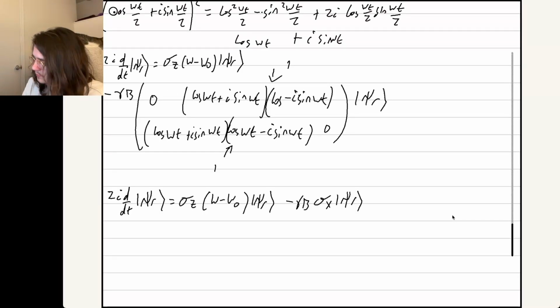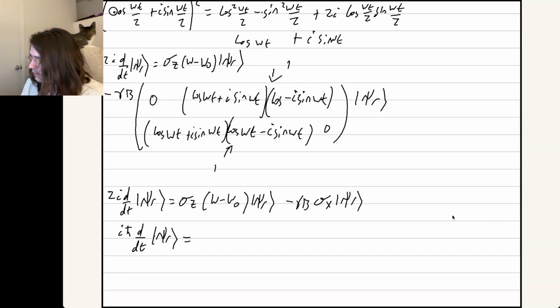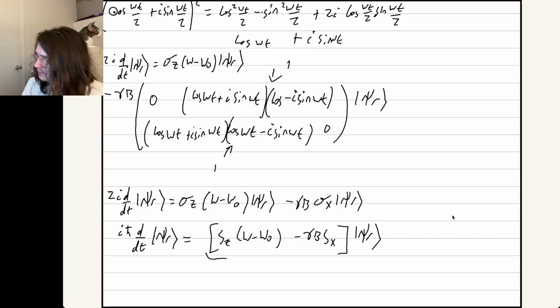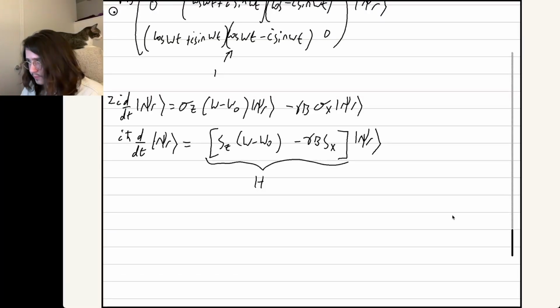If you would really like to, you can divide by 2 and multiply by h bar again to make it look a little bit cooler. So i h bar time derivative of psi r will be, if you divide by 2 and multiply by h bar, you'd get your spin matrices back. So you get S z times omega minus omega naught, minus gamma b S x, and that is acting on psi r. And you can treat this as being your Hamiltonian for this situation here.